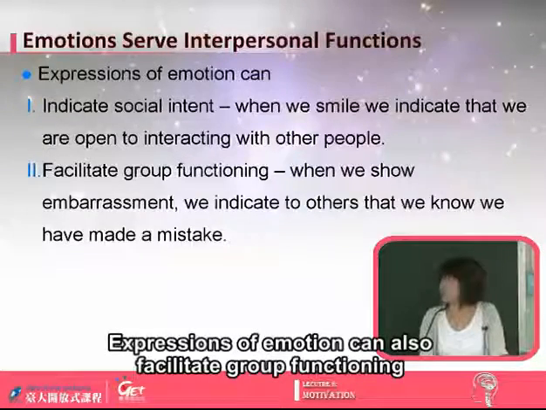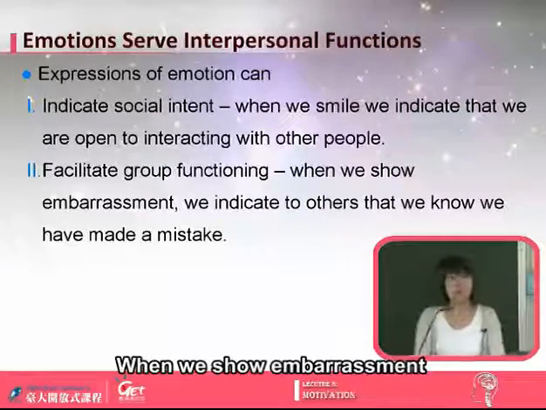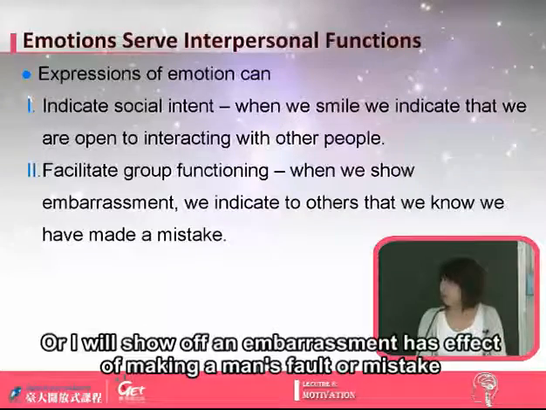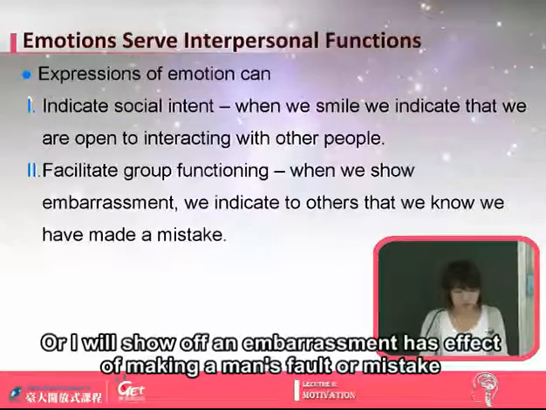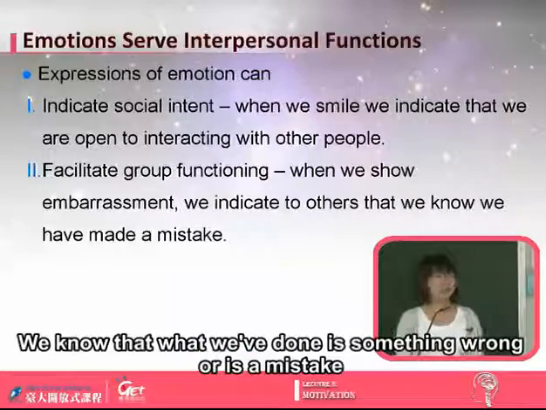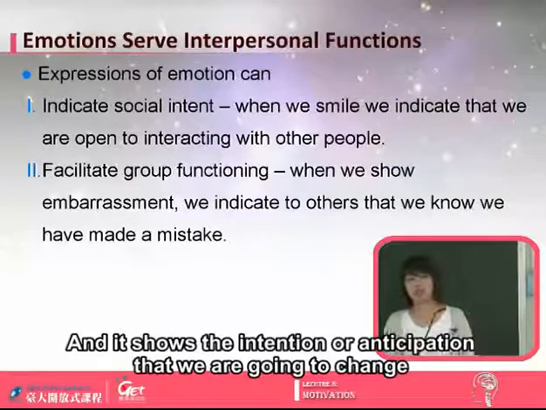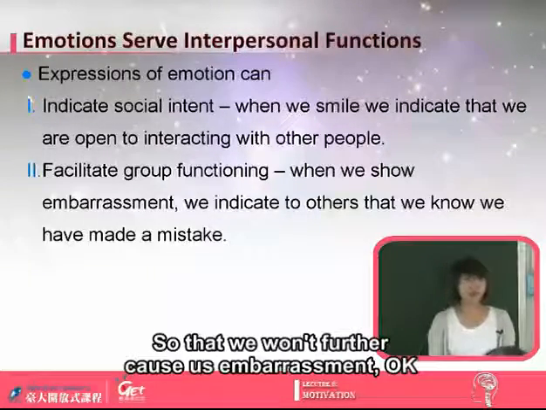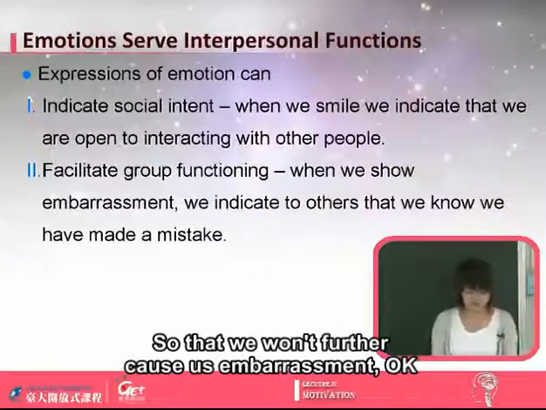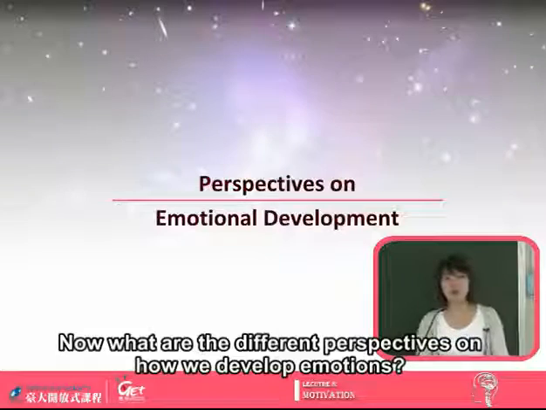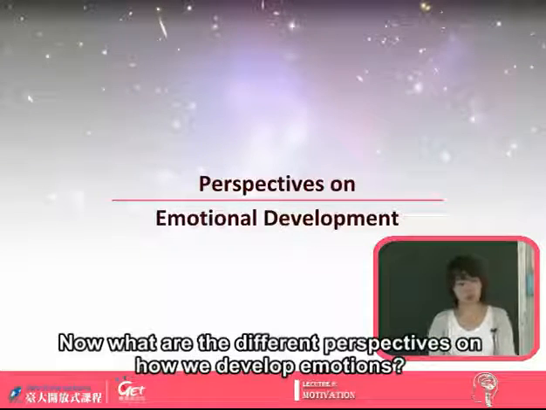Expressions of emotion can also facilitate group functioning. When we show embarrassment, we indicate to other people that we know we have made a mistake. Our show of embarrassment has the effect of making amends for a mistake. Because we're embarrassed, we know that what we've done is something wrong or is a mistake. And it shows the intention or anticipation that we are going to change so that we won't further cause this embarrassment. Okay? Now, what are the different perspectives on how we develop emotions?